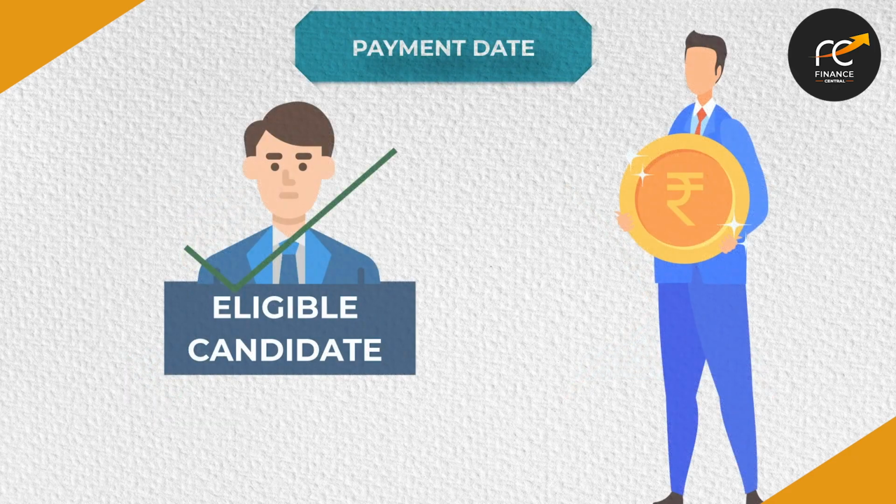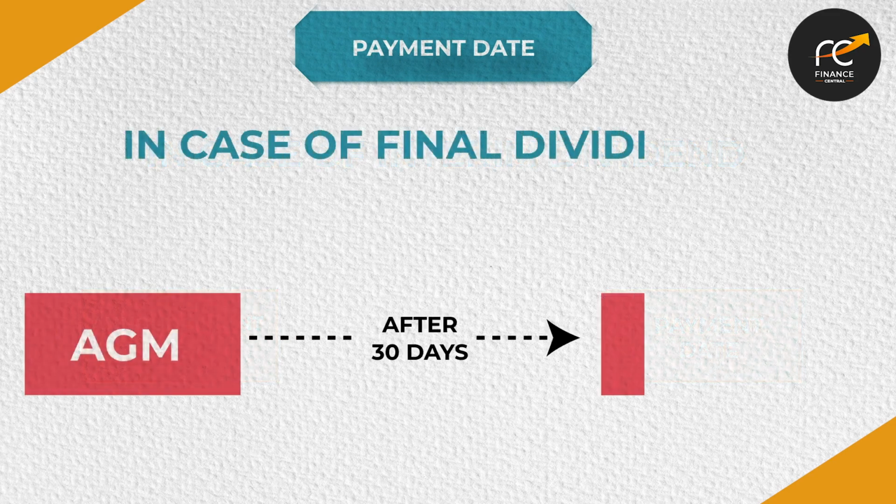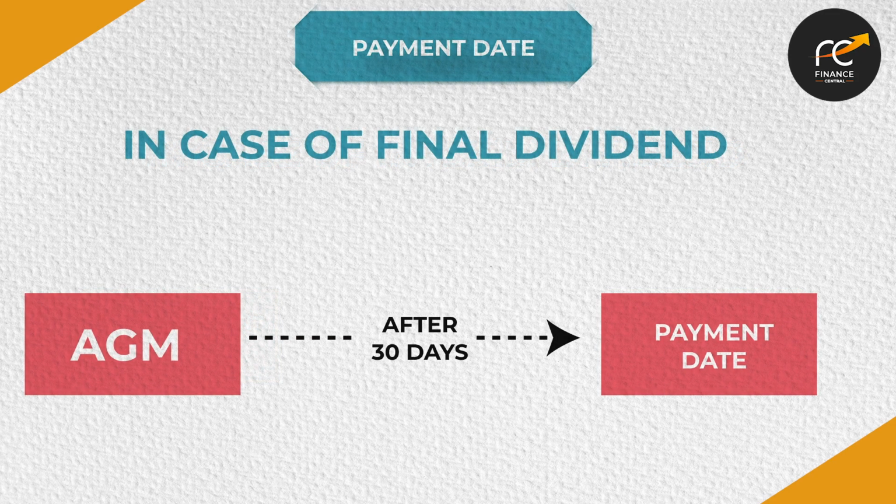Lastly, we have the payment date. On this date, the company distributes the dividends to all eligible shareholders. In the case of interim dividends, the payment date is 30 days after the announcement date. And in case of final dividends, the payment date is 30 days after the AGM.